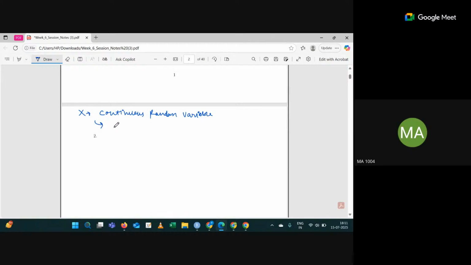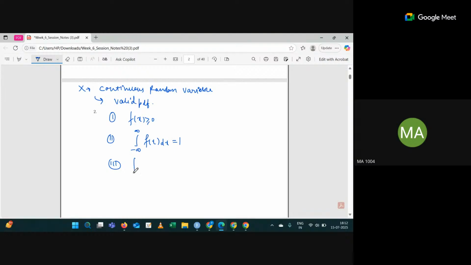So what is the property? How will you check this is the valid PDF or not? There are some properties, right? They have to be between a range, greater than 0 and 1, and the sum has to be 1. See, this is the density. Density can exceed 1, okay? And I'm talking about continuous random variable. So you can't say that. The integration, area under the curve, should be equal to 1. And third one is f of x should be piecewise continuous, right? This is something we have seen already in week 4.